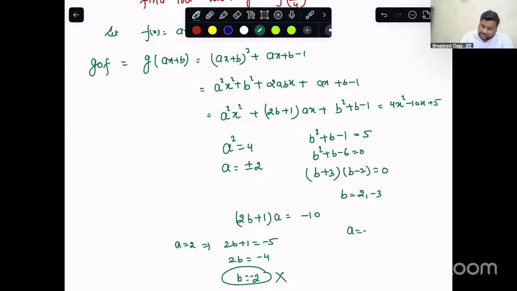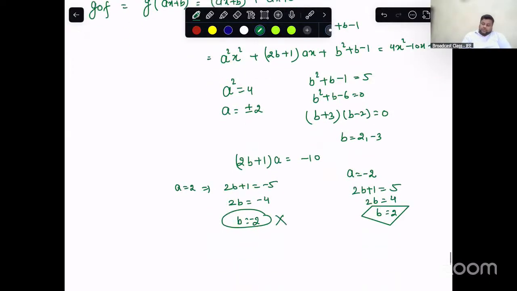If I take a as minus 2, it implies 2b plus 1 will be 5. So 2b is 4, so b is 2. That is the only option you have. So a is minus 2 and b is 2. So that means your f(x) came out to be minus 2x plus 2.